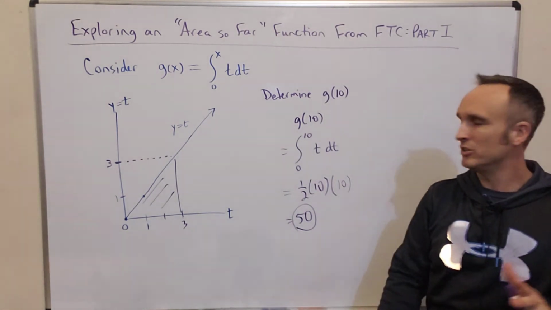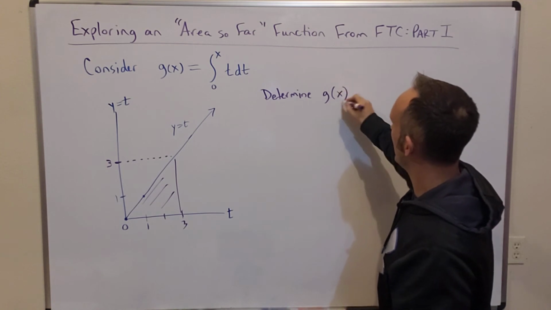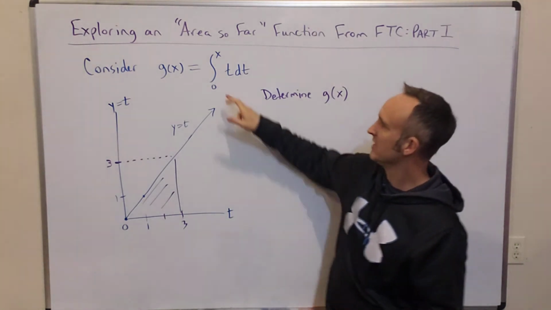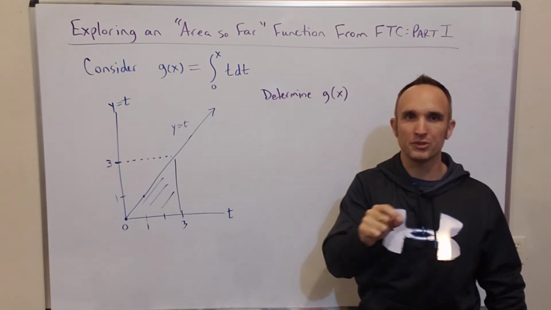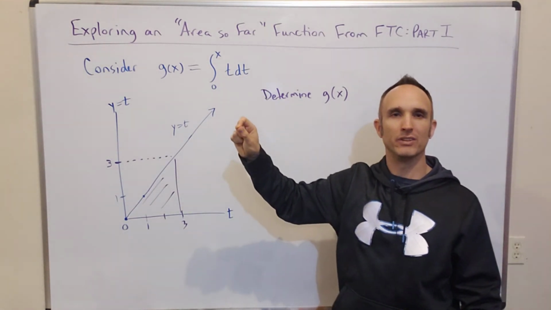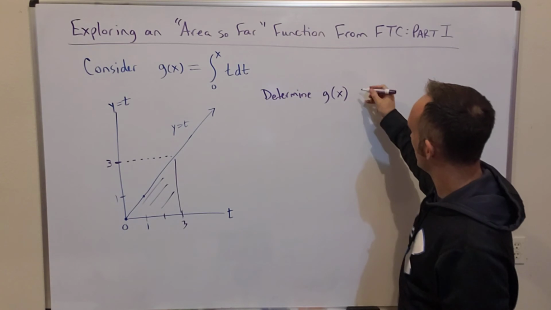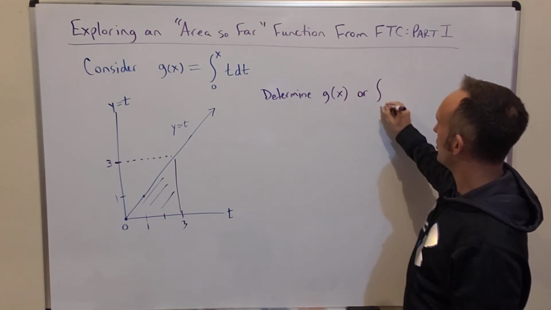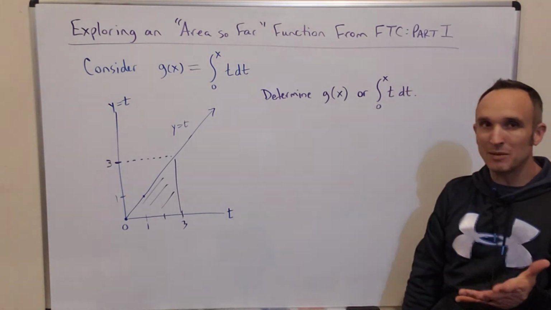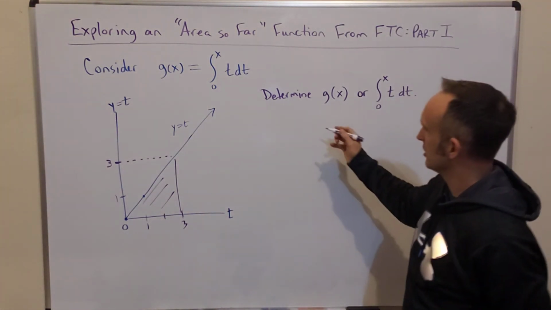Now, the next thing I want to do is determine g of x. The reason I want to do this is because the first part of the fundamental theorem of calculus tells us that this integral should result in an antiderivative of the t function. It should result in an antiderivative. And when it does, it's going to be in terms of x. Okay? Now, let's see what happens here. So when I say determine g of x, I'm also asking you to determine the value of this integral. And the claim of the first part of the fundamental theorem of calculus is that the value of this integral is an antiderivative of t.